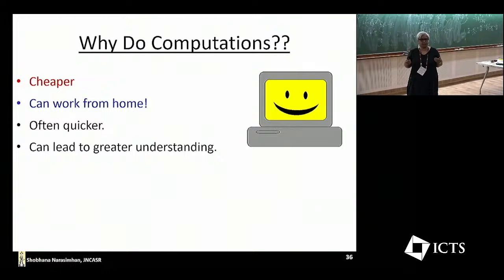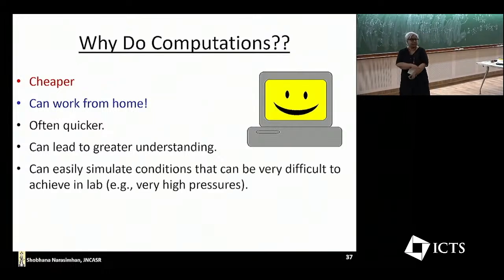It can lead to greater understanding. You can easily simulate conditions that can be hard to simulate in a lab. For example, supposing you want to know what is happening to the iron at the center of the Earth, or the methane at the center of Jupiter. These are subject to very, very high pressures. There's been a suggestion that the methane at the center of Jupiter actually forms one gigantic diamond. But you can't test that in the lab because you can't achieve that kind of pressure in a lab. But in a calculation, on a computer, it isn't really that much harder to subject your atoms to a higher pressure than a lower pressure. So this is something you can do easily on a computer.